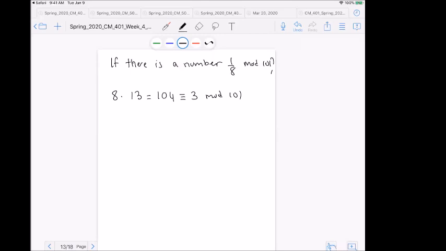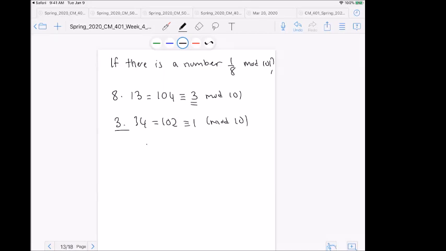I hope that makes sense. This is the first multiple of 8 that exceeds 101. So we know that 8 times 13 is equal to 3 in mod 101, right? Now, the first multiple of 3 after 101 is what? 3 times 34, and that is equal to 102, and that is equal to 1 in mod 101. So 3 times 34 is 1 in mod 101, right?